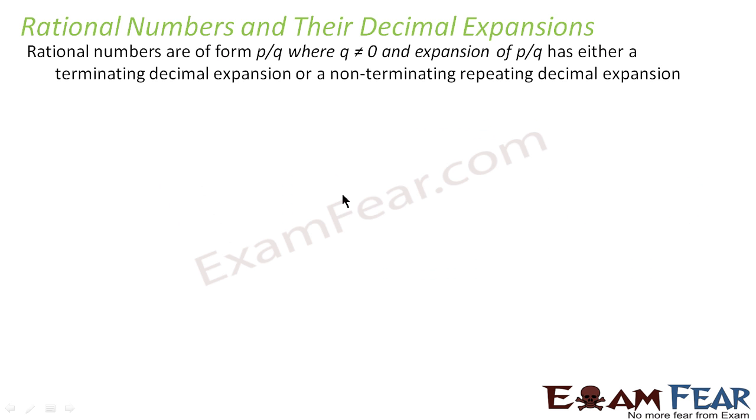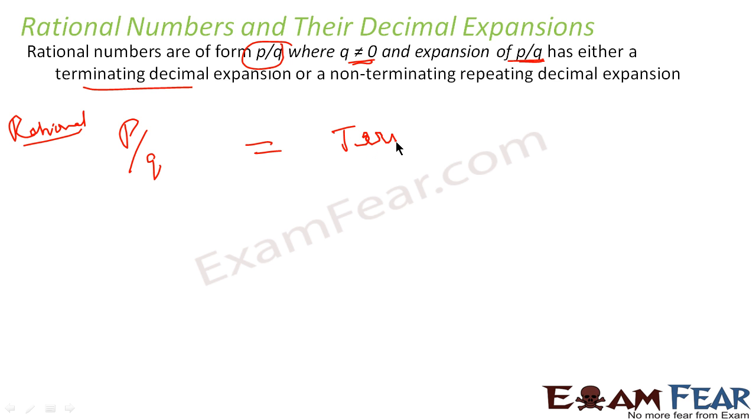Rational number of the form P by Q where Q is not equal to 0. The expansion of P by Q is either a terminating decimal or a non-terminating repeating decimal. That means if you have P by Q, a rational number, please note this is a theorem. This will be either a terminating decimal, or if not terminating, then a repeating decimal.